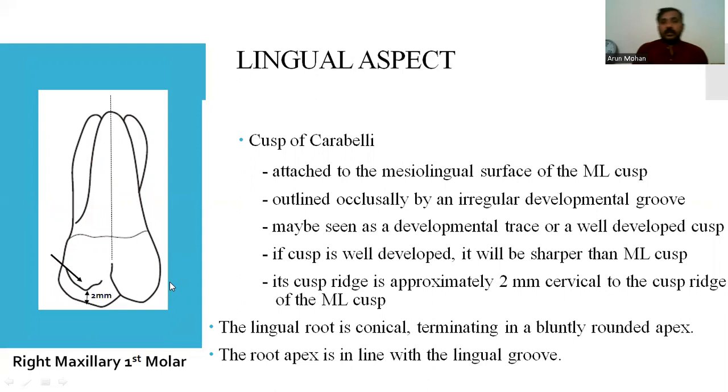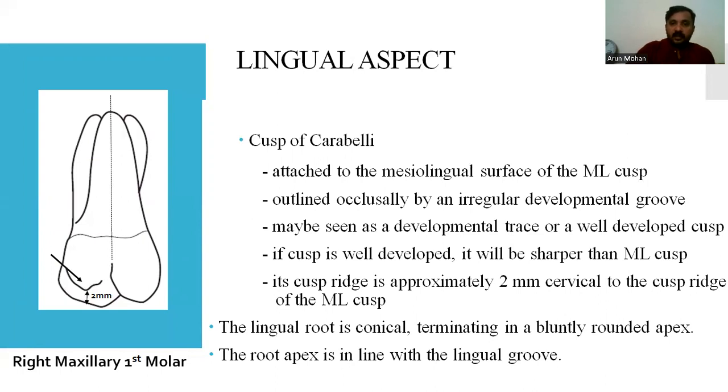Another very important structure which could be present on the lingual aspect of the maxillary first molar is the cusp of Carabelli, which we have mentioned earlier as the fifth cusp, the accessory, non-functional cusp. This will be a small cusp, ranging from a somewhat prominent cuspal structure to a very rudimentary structure. It is usually attached on the mesiolingual surface of the mesiolingual cusp. It will be outlined occlusally by an irregular developmental groove, which separates the cusp of Carabelli from the mesiolingual cusp.